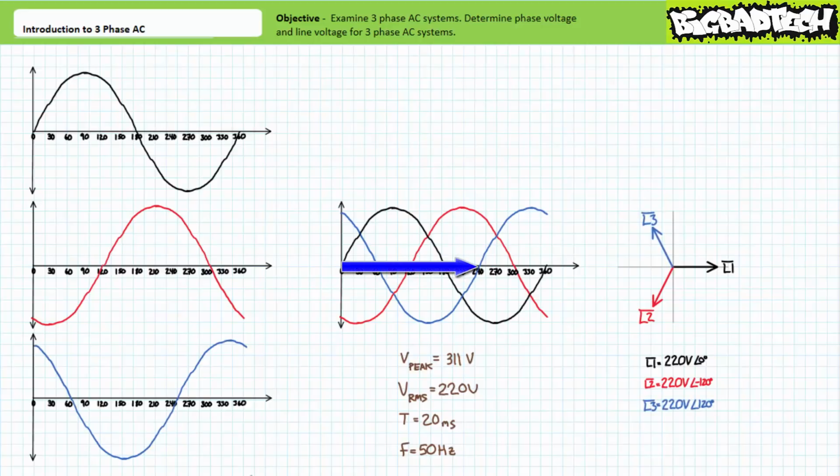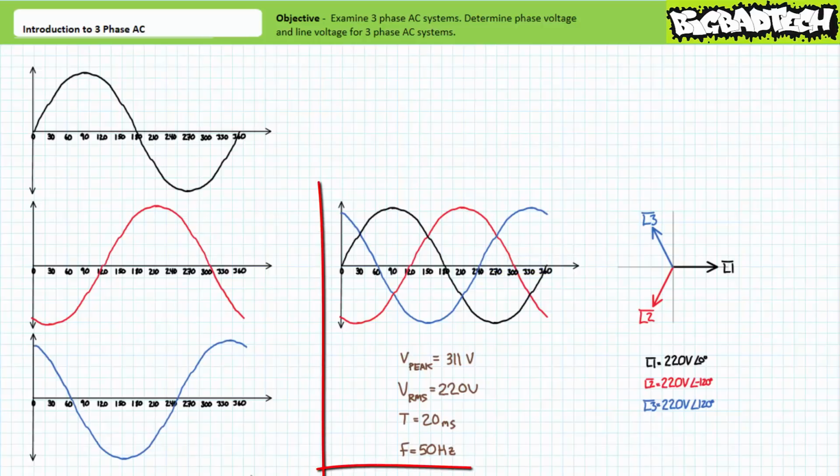While it is true that L3 in blue lags L1 in black by 240 degrees, this is admittedly a little clumsy because phase shift is customarily expressed using positive or negative degrees less than 180 degrees. Given the cyclical nature of sinusoidal AC, lagging by 240 degrees is effectively equivalent to leading by 120 degrees. L3 can therefore most efficiently be expressed as a phasor equivalent of 220 volts at an angle of positive 120 degrees.